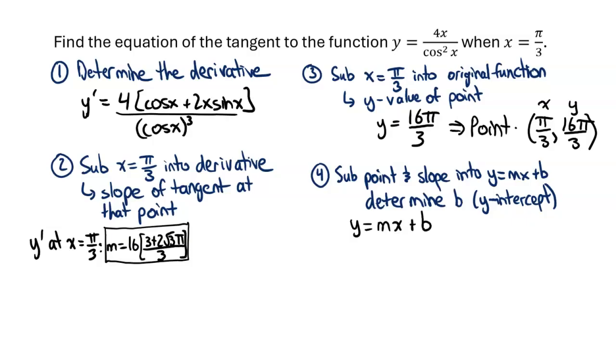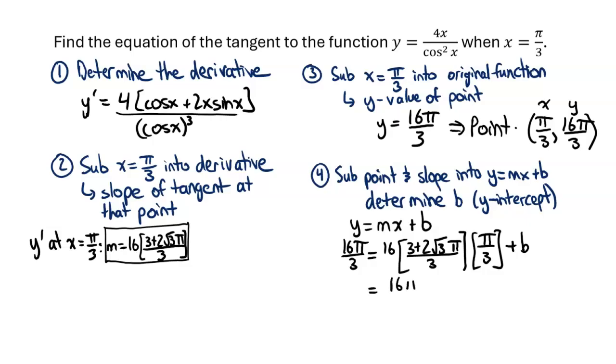So there's our y equals mx plus b. Y is 16 pi over 3. The slope is 16 times the bracket 3 plus 2 root 3 pi all over 3. The x value is pi over 3, so we're multiplying that by pi over 3, plus b. We want to solve for that b value, that y-intercept.